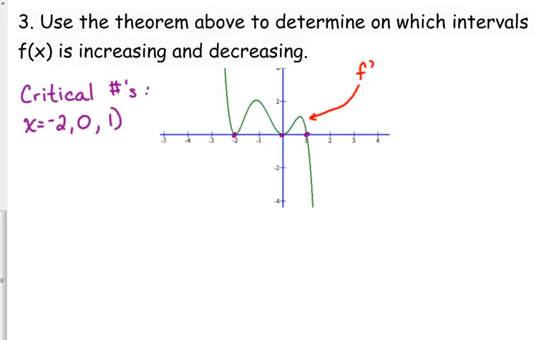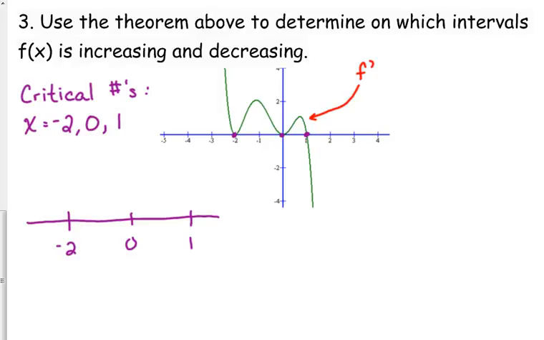I don't know why I just put parentheses right there. Okay, we have three critical points. Then we're going to create a number line with those values on it. So I'm going to put negative 2, 0, and 1. Obviously, it's integral that you put those in the correct order.